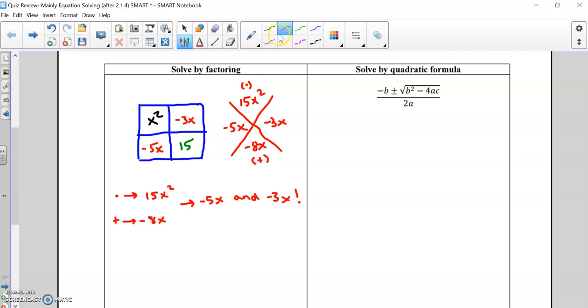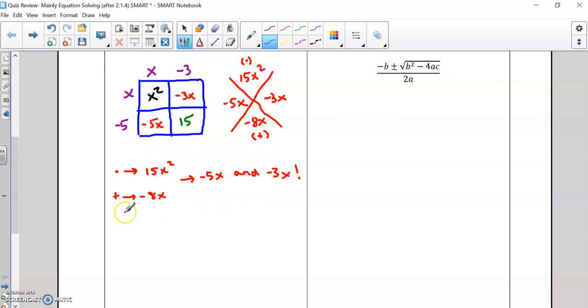All right, now that we've done that, we can fill out the outside of the box. Here and here we have x and x as usual. And then we get negative 3 here because we have to figure out x times what gets us this negative 3x. And so by that same principle, we get a negative 5 here. Okay, and then at that point, we found our factored form equation. It's going to be x minus 5 and x minus 3.